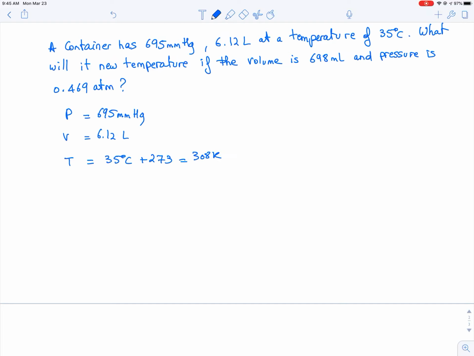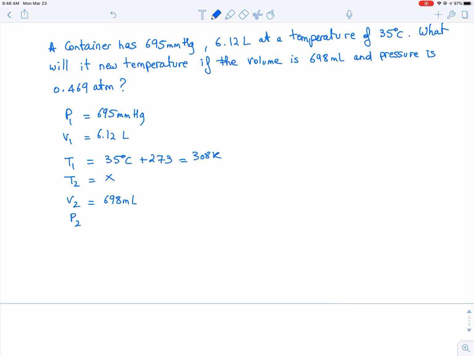What will be the new temperature? So I have a T1 and a T2. If the volume is now, so I have a V2, so this is a V1, and I have a new pressure, so the pressure here is P2, so this is P1. So T2 is, what is the new temperature? That's my unknown. V2 is 698 milliliters.